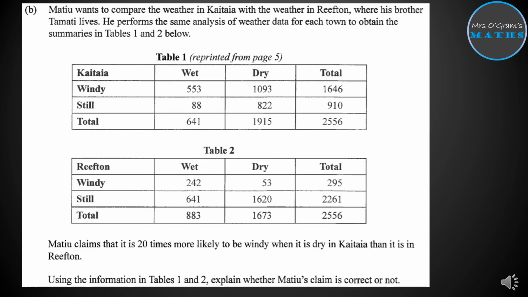Now we've got some tables of the same idea, but we've got the table from Kaitaia and also one from Reefton to compare the different weather in the 2 different places for Matthew and Tamati, his brother. So Matthew claims that it's 20 times more likely to be windy when it's dry in Kaitaia than it is in Reefton, and we're going to compare those 2 probabilities and see if he's right.